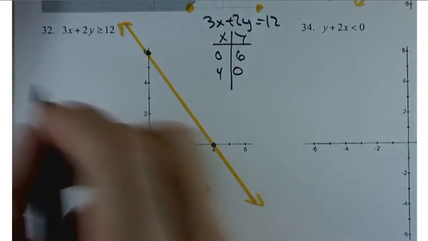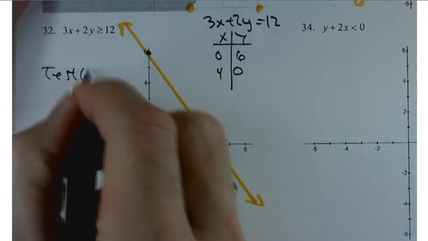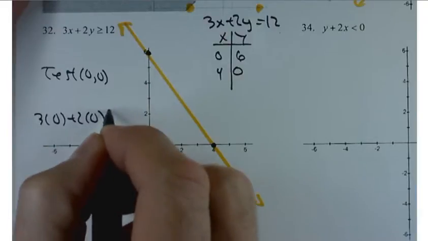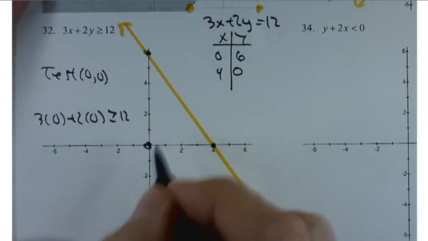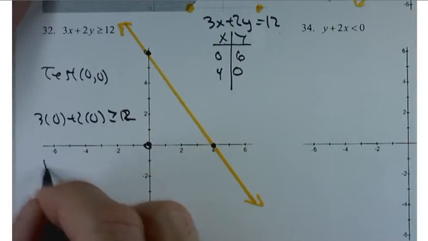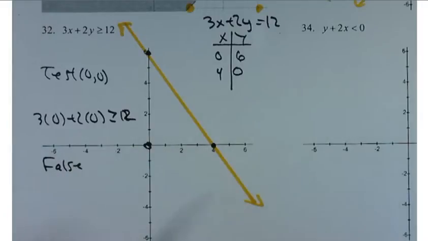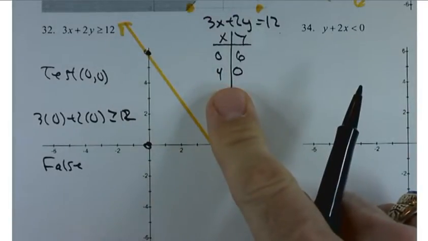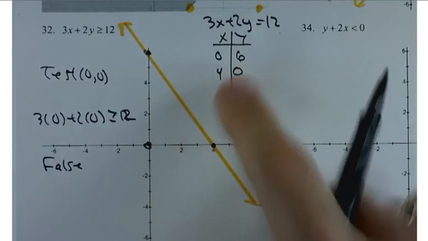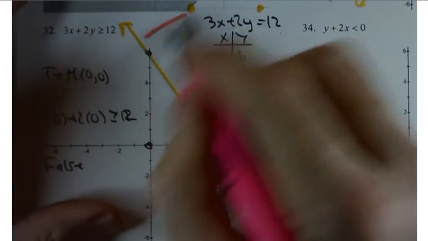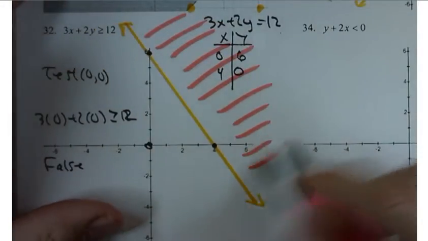So let's test 0, 0. Is 3 times 0 plus 2 times 0 greater than or equal to 12? True or false? False. So do I want to shade up here or down here? Above? Yeah, right here. So you want to shade on the opposite side of the line here. So let's do that in this very manly pink. Right there.